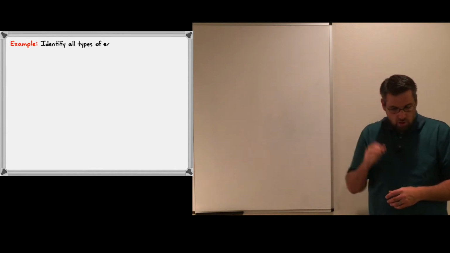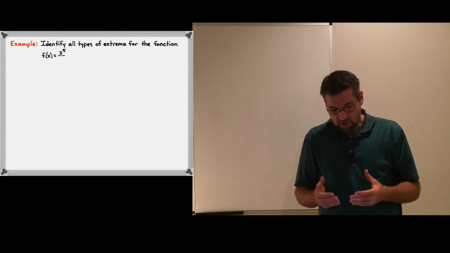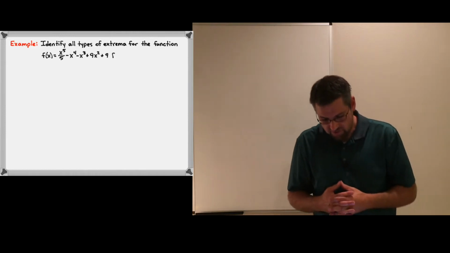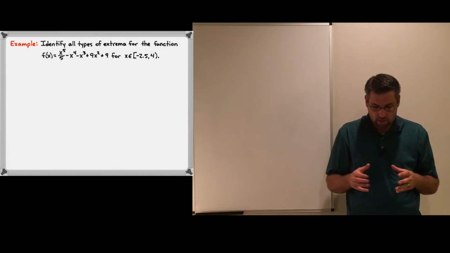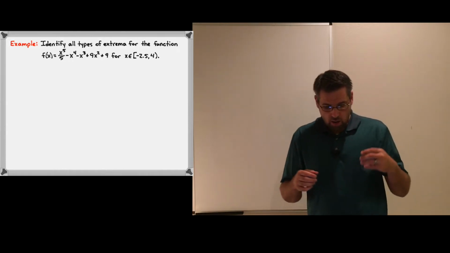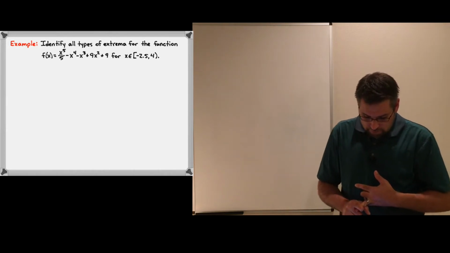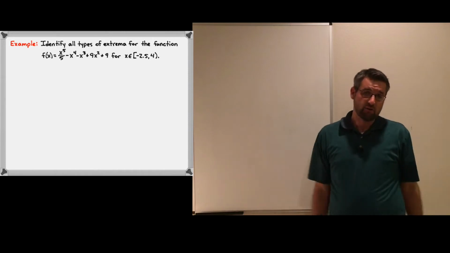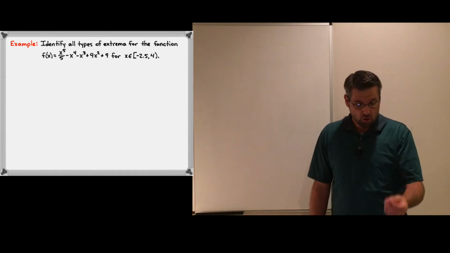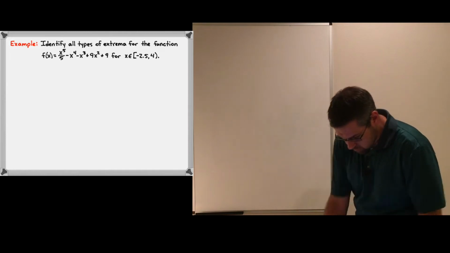Okay? We want to identify all types of extrema for this function, x to the 5th over 5 minus x to the 4th minus x to the 3rd plus 9x squared plus 9. Okay, so we're looking for all types of extrema, relative and global. So the first step in identifying extrema are identifying critical points. So let me go ahead and write down this function here.